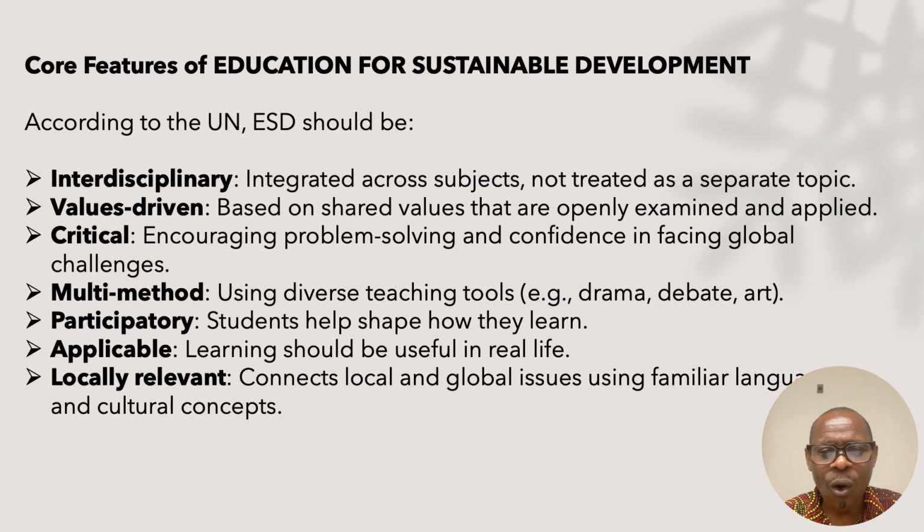Then look at the core features of education for sustainable development. What are the core features? I think in the last video we did discuss that a bit. We say education for sustainable development, because development is such an ubiquitous field, almost like the air we breathe. Such education must be interdisciplinary. It must be integrated across disciplines, not treated as a separate topic. Once treated as a separate topic, the number of people learning it will be limited and it will seem unimportant.